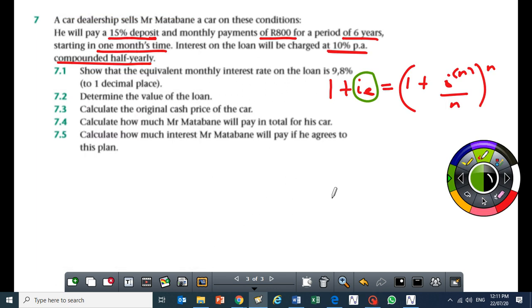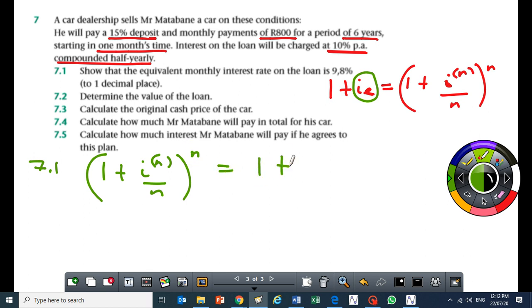Okay, there's a shorter way whereby you can equate. You can equate it this way. You can say 1 plus i_n over n. Okay, that's the nominal interest rate. Let's say this one is the one which is compounded half yearly. That must be equal to a nominal interest rate which is compounded monthly. Alright, so you can use that formula like that.